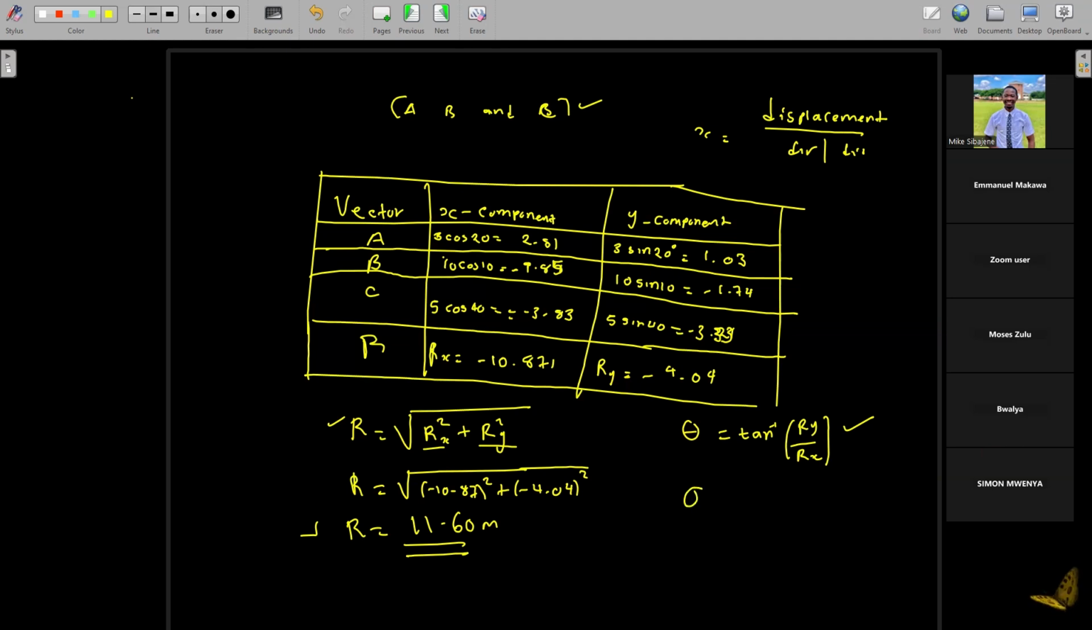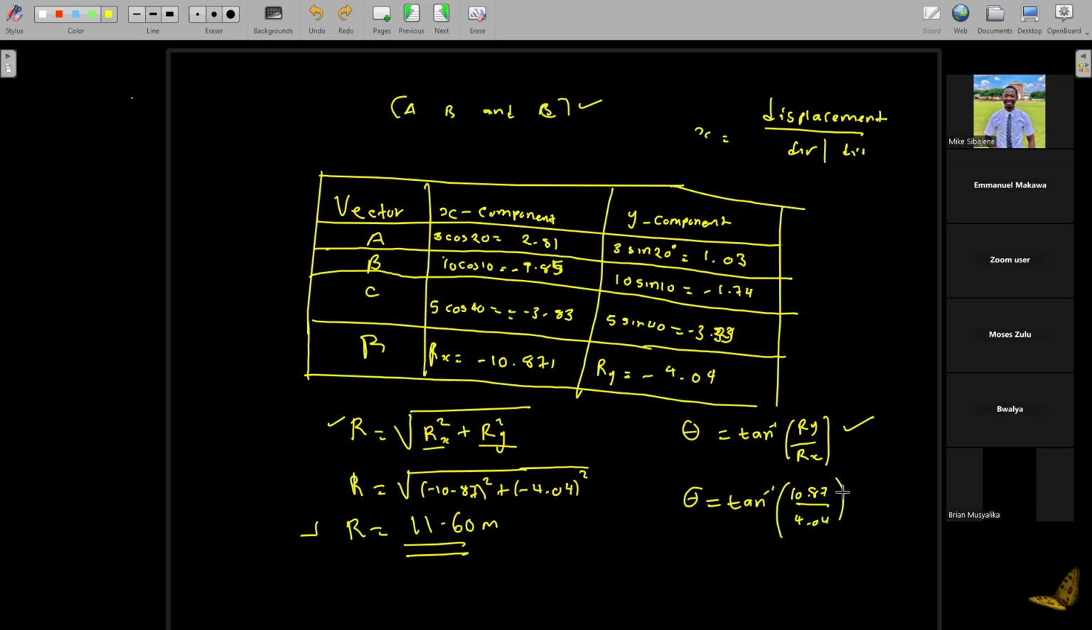So now the theta, using the same information we have been given, is tan inverse of -10.87 over -4.04. The negatives will just cancel each other. Even if I write negative, they'll simplify each other, isn't it? So try to punch it on your calculator. Ask, before you punch, you start with the ry, then the rx. I'm hearing that you have done the opposite.